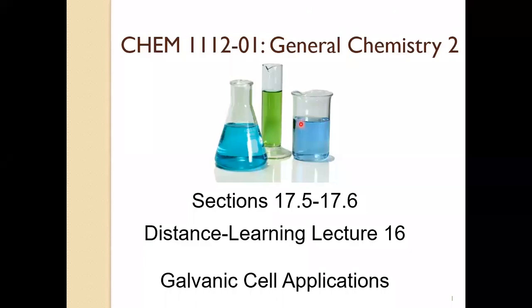Hello and welcome to online lecture number 16 for Chemistry 112 during the spring semester of 2020. In this lesson, we're continuing chapter 17. We're going to get into some applications of galvanic cells, also known as electrochemical cells. These are cells in which a spontaneous redox reaction occurs.